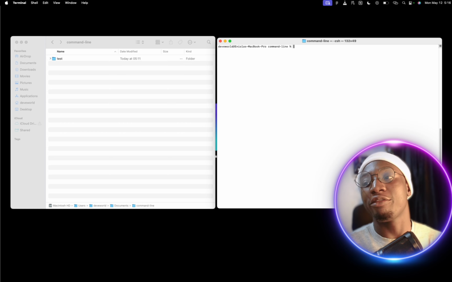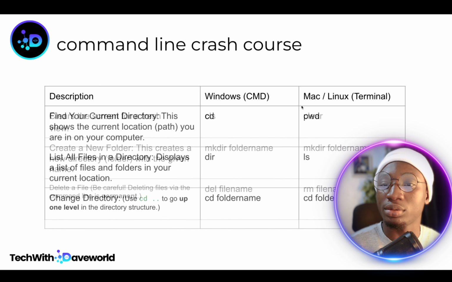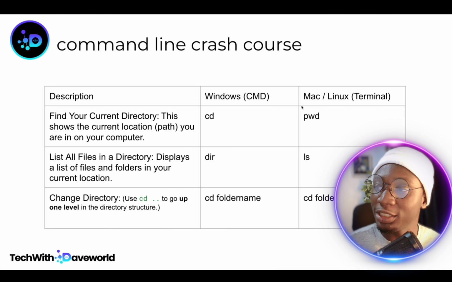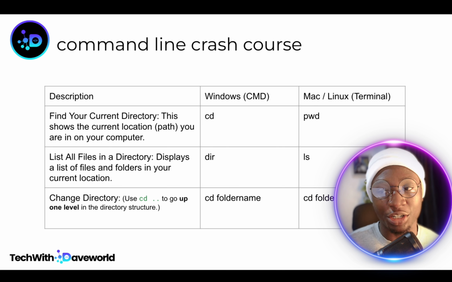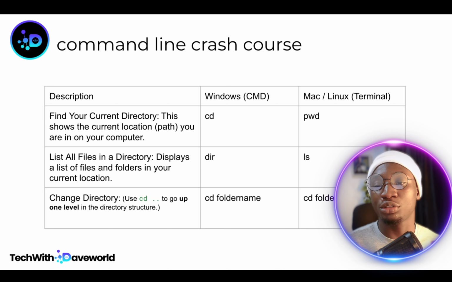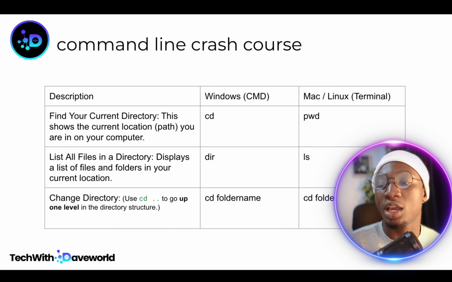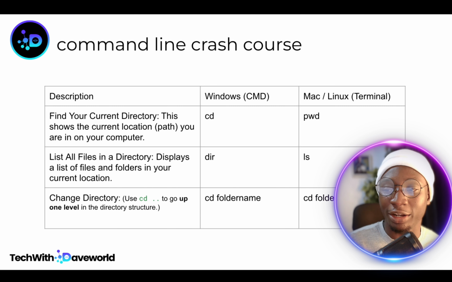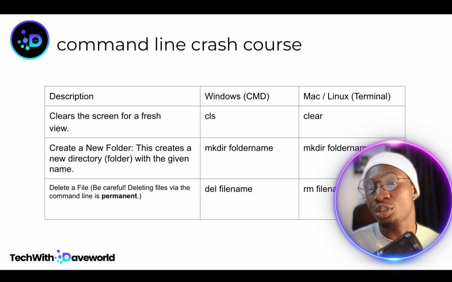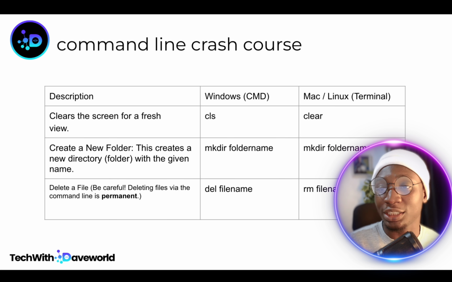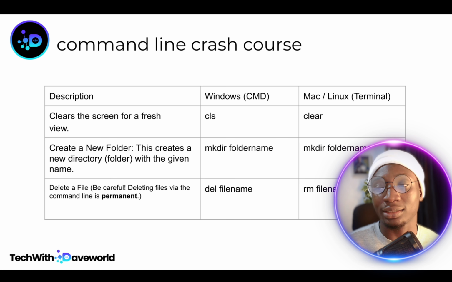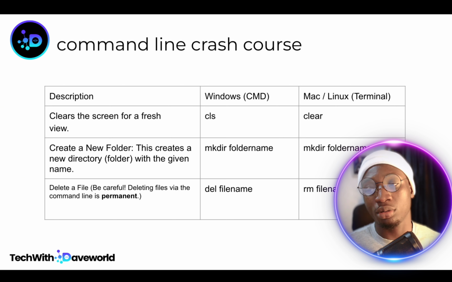So now we've already looked at how to find your directory, how to print the working directory that you're currently in. We've looked at how to list all the files and folders in a particular directory. We've also looked at how to change our directory with cd, right? And also how to clear screen, cls for Windows and clear for Mac. We've also looked at how to make a directory and how to make a file. And lastly, we've also looked at how to delete.